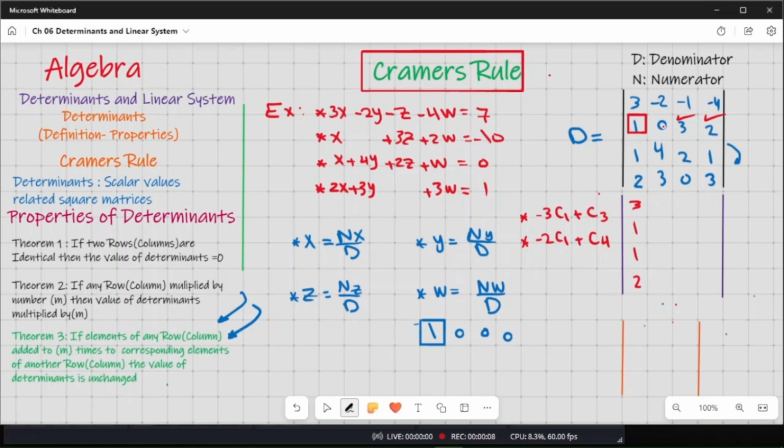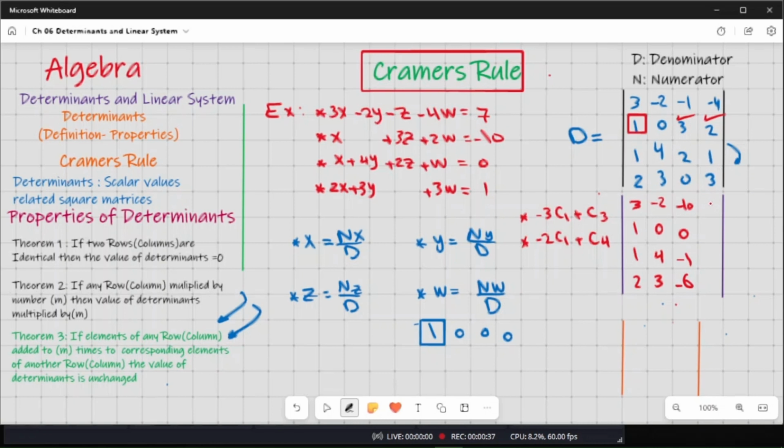Here we have 0, so no need for any operation, just rewrite it as it is. 3. Here multiply 3 by -3, then add to -1, we have -10. Multiplied 1 by -3, then add to 3, we have 0. Multiplied 1 by -3, then add to 2, we have -1. Multiplied 2 by -3, then add to 0, we have -6.